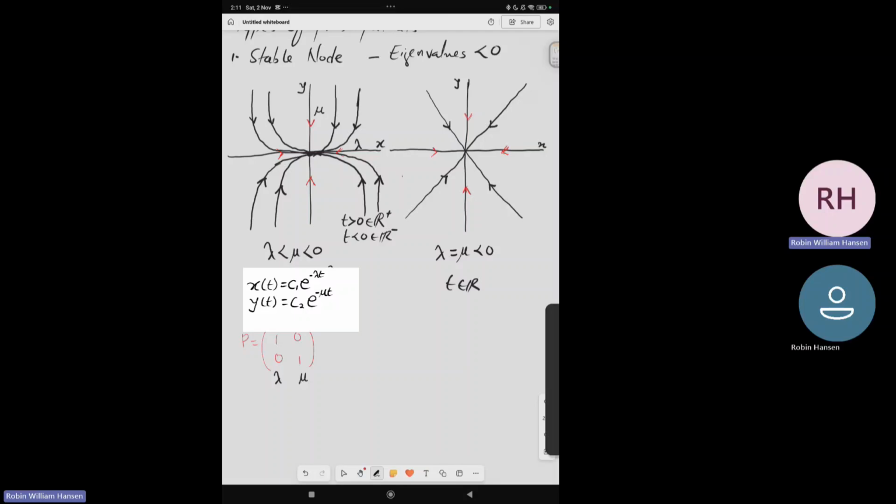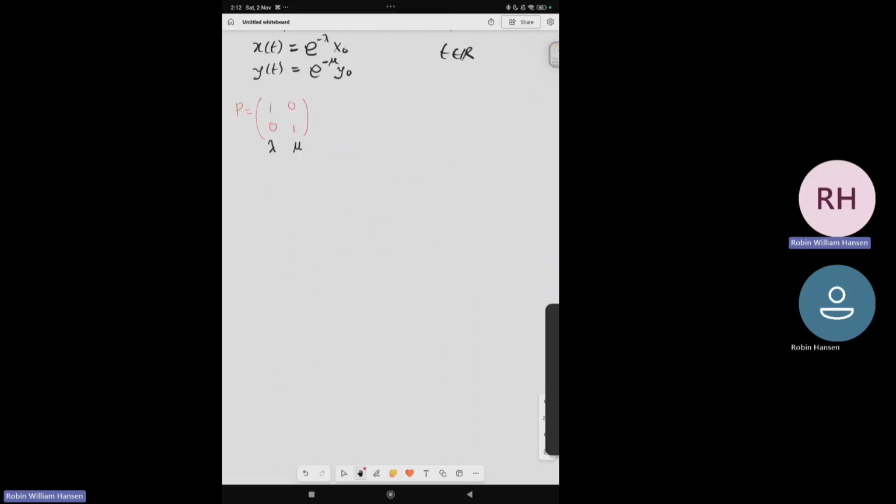I think the first one should be greater than or equal to 0. This one should be less than 0. Okay, so that's it for the stable node. We will consider the unstable nodes next.